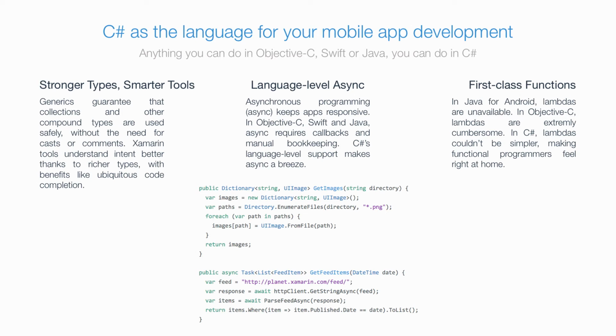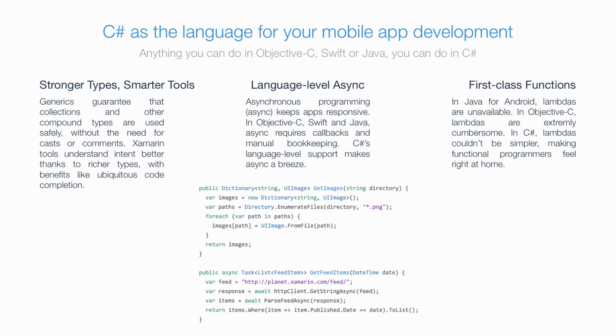So, like I mentioned before, we're going to be using C# as the language for your mobile app development. And I mentioned that anything that you can do on Objective-C and Swift for iOS or Java for Android, you can do it on C#. And in fact, C# has some advantages over those languages.